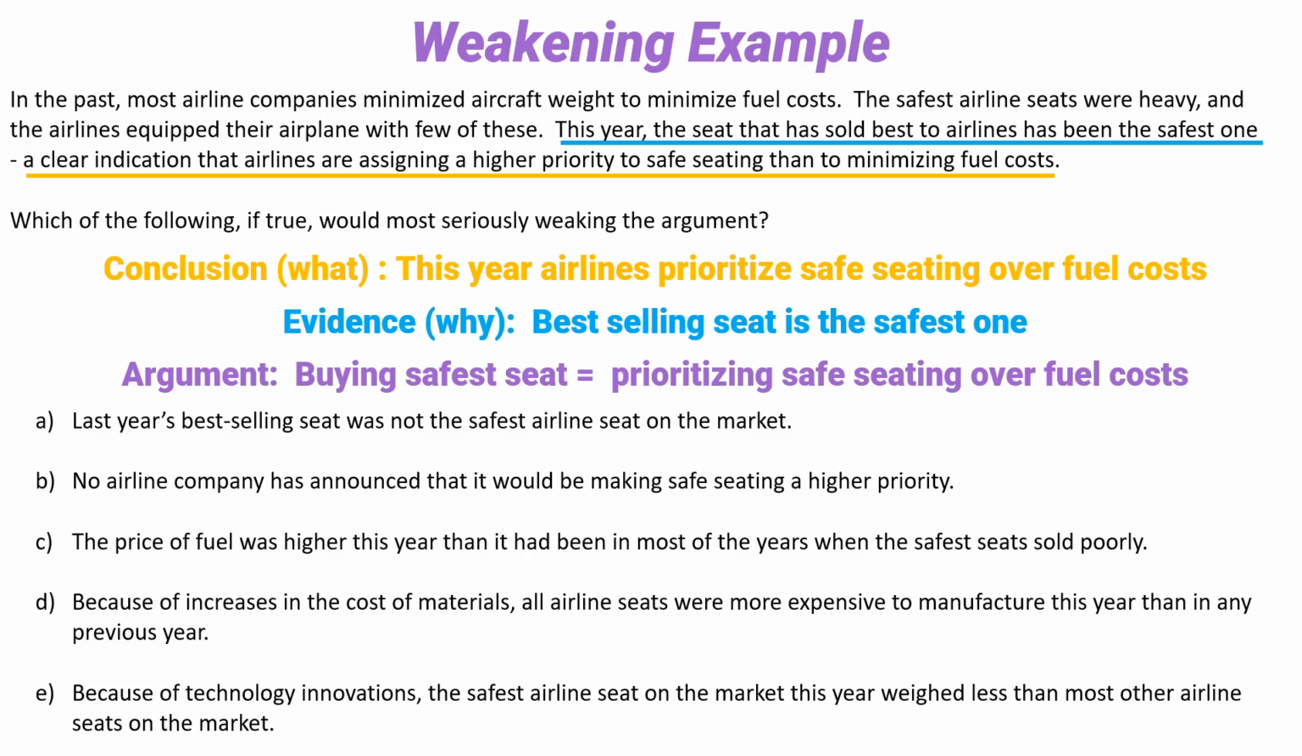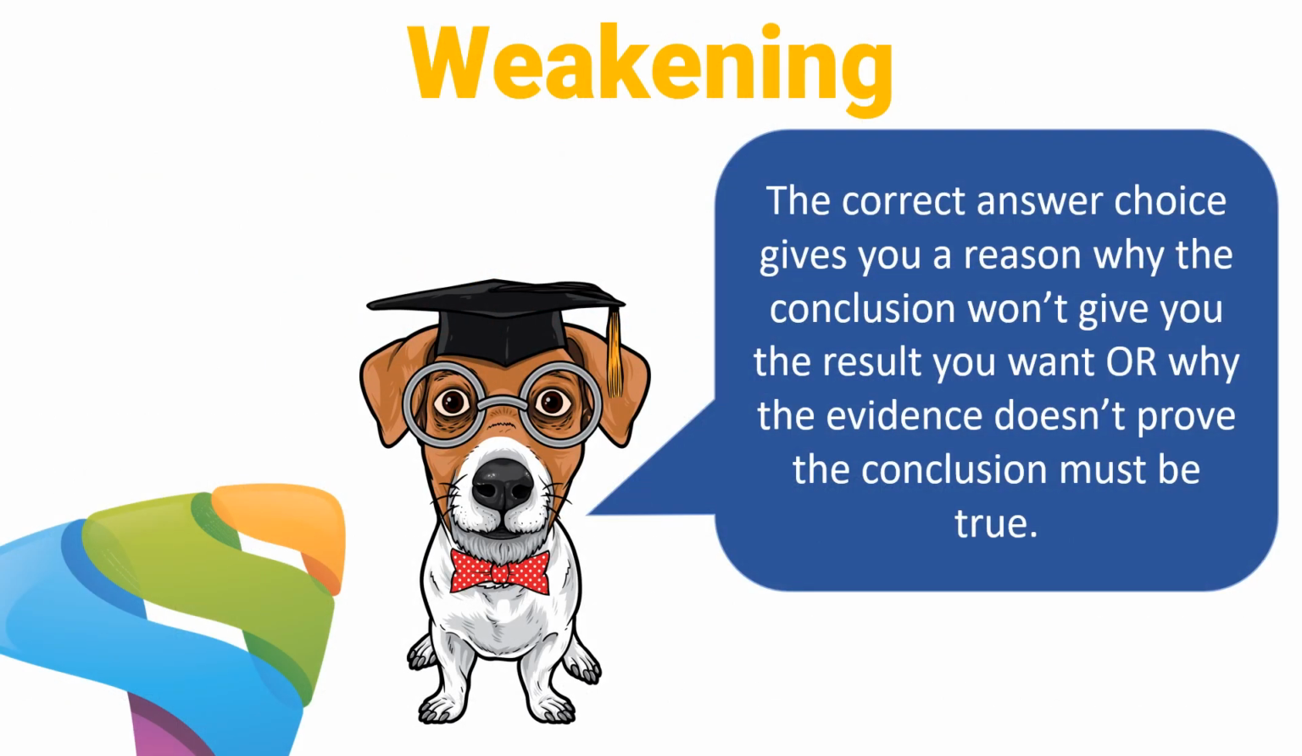Okay, let's look at answer choice E. E gives us exactly what we're looking for. The safest seat also happened to be the lightest seat. So airlines could totally buy the safest seat and still prioritize fuel savings because prioritizing fuel savings is all about buying the lightest seat they can find. It just so happens the lightest seat was also the safest one. Okay, very nicely done.